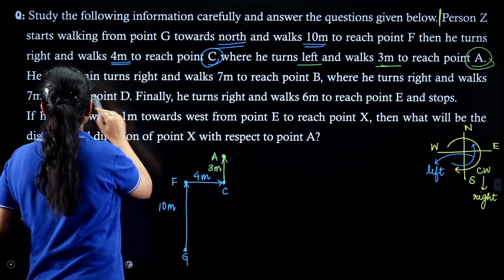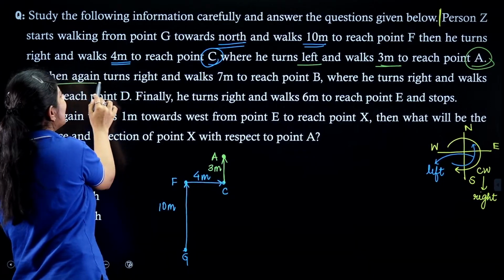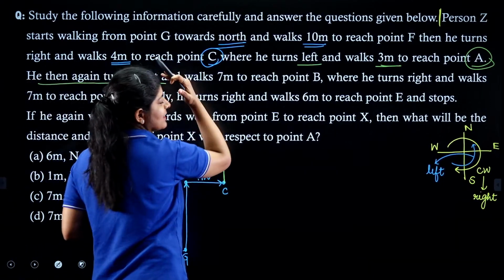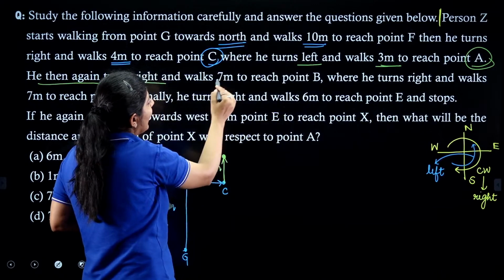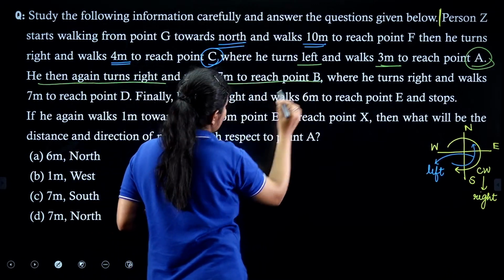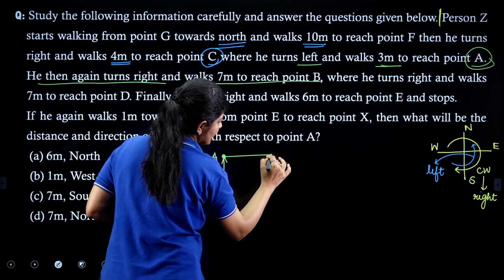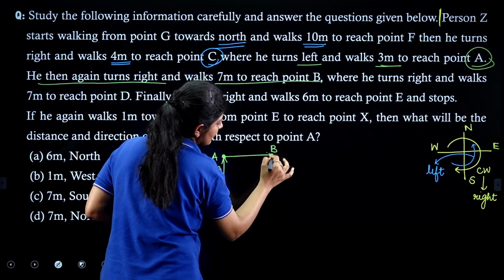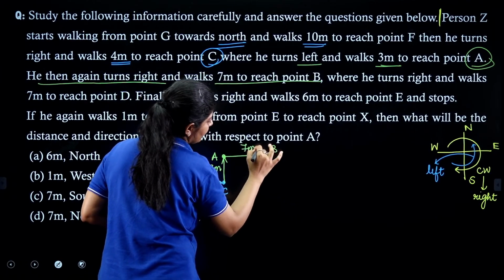Next, in the next line it is given that he turns right, that means again the clockwise movement, and walks for 7 meters to reach point B. Let's suppose this is my point B at a distance of 7 meters.